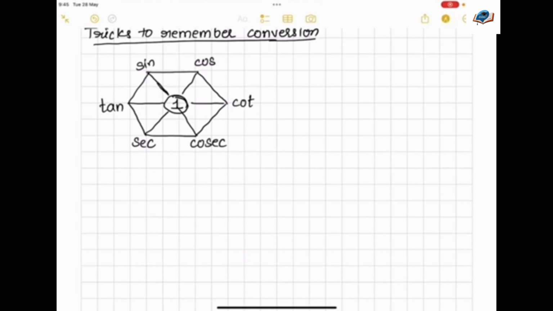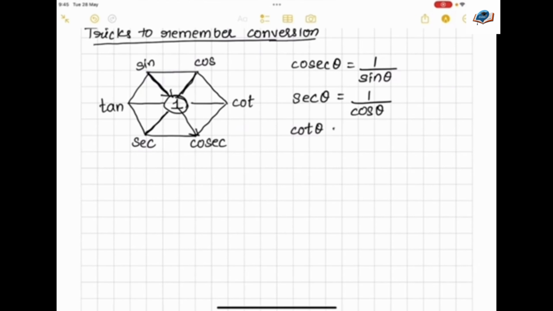Sine and cosec are opposite to each other. Cos and sec I am having opposite to each other. So cosec theta is equal to 1 upon sine theta. Same way sec and cos are there. So sec theta equal to 1 upon cos theta. Same way tan and cot are there. So cot theta equal to 1 upon tan theta.